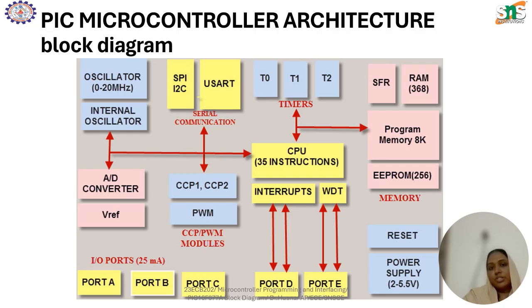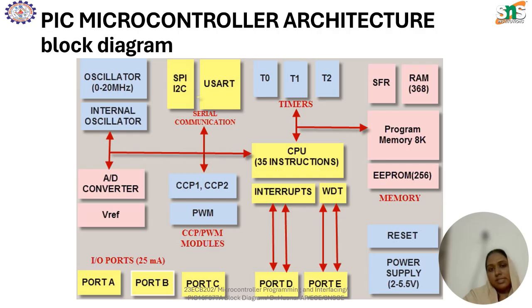ADC, analog to digital converter. This ADC converts the analog signal into digital data for the microcontroller to process. This is particularly useful in interfacing sensors that provide analog output such as temperature or light sensors. So PIC supports up to 10-bit resolution for precise analog to digital conversion.